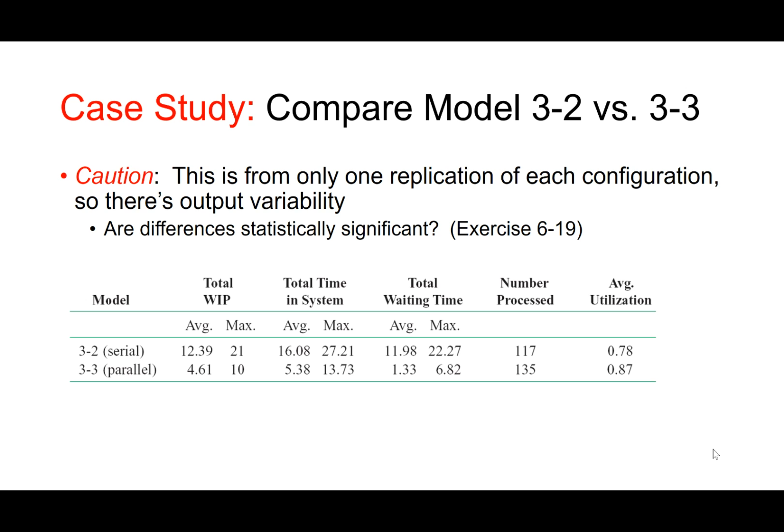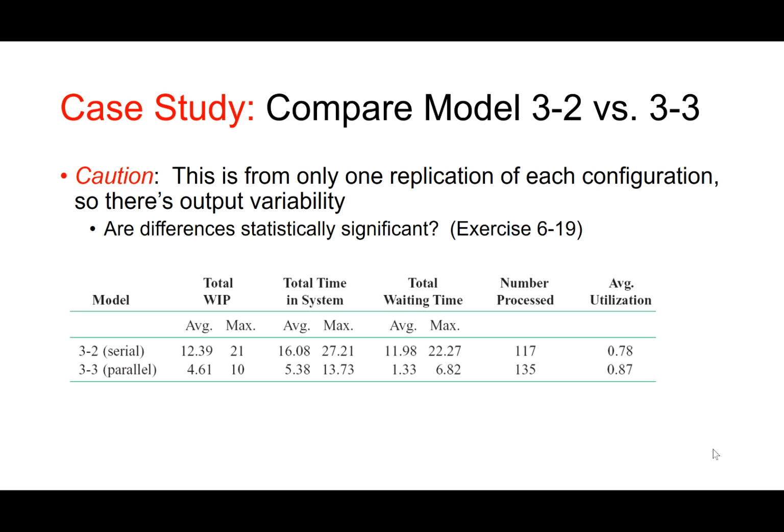So a note of caution here, this is from only 1 replication of each configuration, so there is some output variability. From what you see below, do you see that the differences are statistically significant? In looking at the two, logically speaking, the average is substantially different from one to the other.